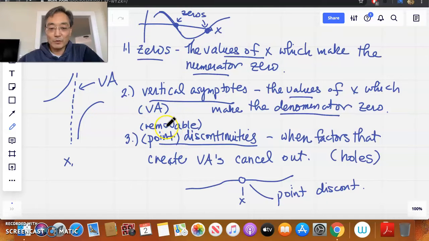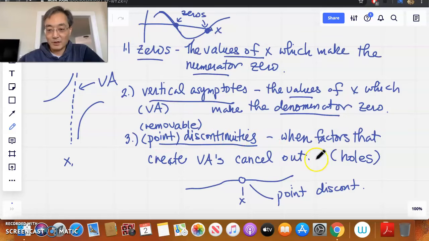Finally, these removable discontinuities or point discontinuities are basically holes in the graph. So you may have a nice smooth graph, but all of a sudden, at a distinct value of x on the graph, there's a hole. There's no y value associated with that x value. So it's undefined, in other words, at that value of x. And we call that a removable discontinuity or point discontinuity.